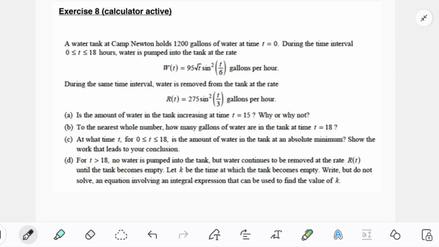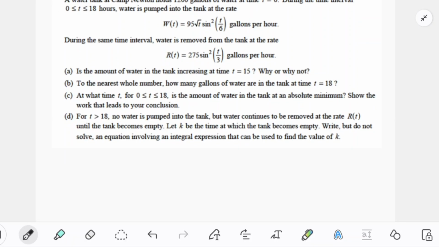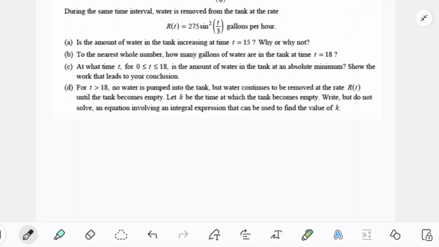In part C, we are told to solve for the time when there's an absolute minimum amount of water during a closed interval of t. We must begin by finding the critical points, or when the rate of change is 0. We know that W of t minus R of t is our function for the net rate of change. We set this equal to 0 and solve for t. This would be the times when there's a critical point.